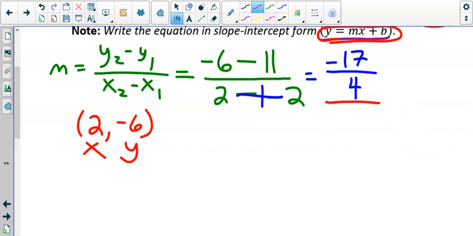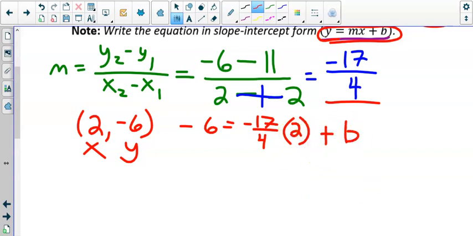So plug in. Negative 6 equals negative 17 over 4, x is 2, plus b. Solve for b. Now, this is not the way I taught you guys in class, but we can get away with this. This is fine.